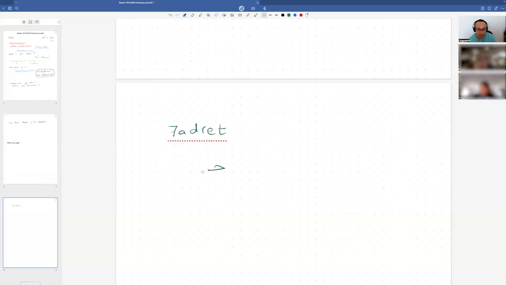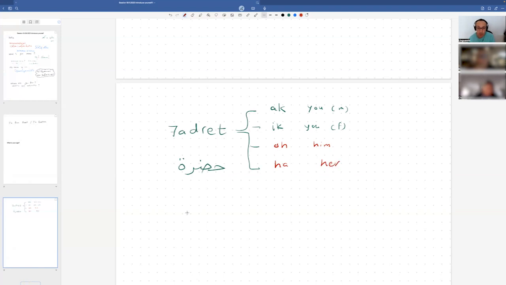Hadrat. From it came Hadratak, of course, and so on. Here we attach the pronoun to this noun specifically. So when we say Hadrat, we can add, for example, tak, you. This is male, and this one is female. And for example, hadrito, him, hadritha, her, and so on. So here it becomes hadritak.